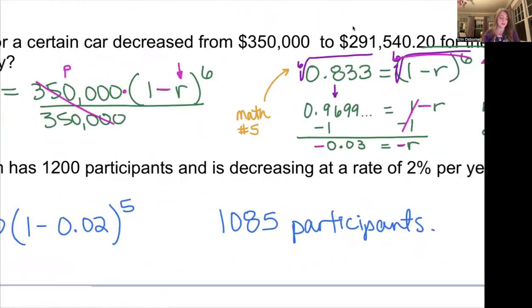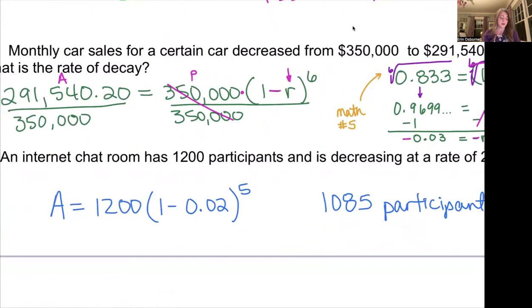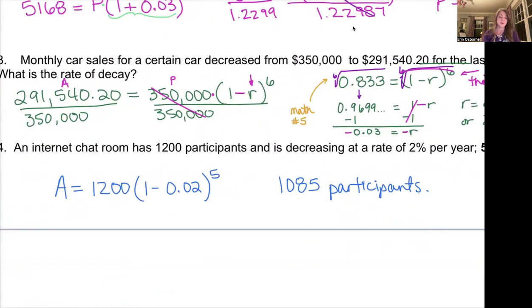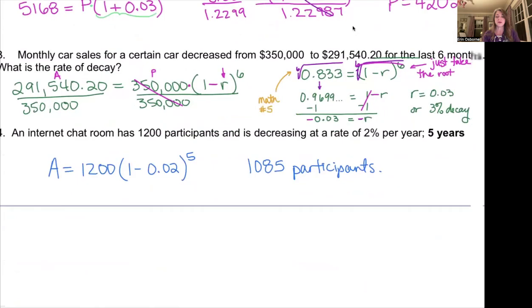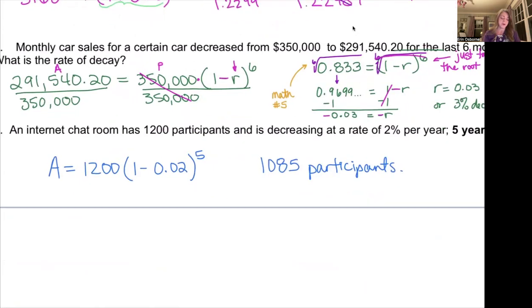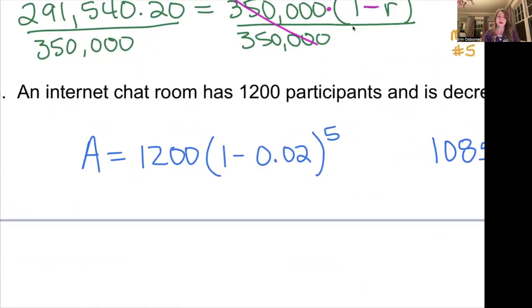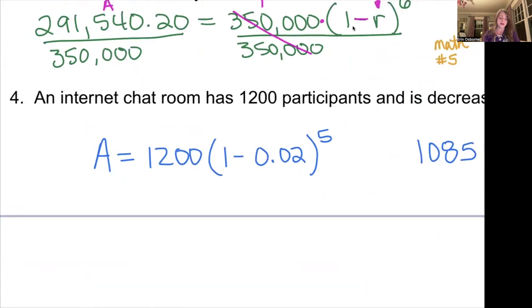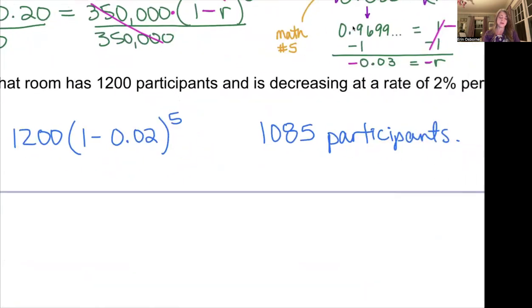And the last question, back to a simpler one. An internet chat room starts with 1,200 people. It's decreasing at a rate of 2% per year for 5 years. So plug in your principal amount of 1,200, do 1 minus your rate as a decimal, raise it to the 5th. Just type that in exactly in your calculator, round it appropriately. This is people, so whole numbers make sense here. 1,085 participants.